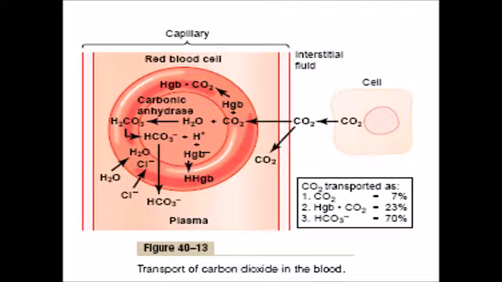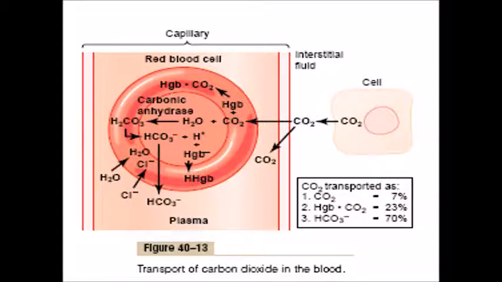Now this diagram is showing the details of carbon dioxide transport in all the three ways. On the right side, you can see one cell is shown having production of carbon dioxide. Carbon dioxide from the cell will diffuse into interstitial fluid. Ultimately, it will enter into capillary. In the capillary, there is plasma as well as RBCs. Initially, the carbon dioxide enters into plasma and from there it will diffuse into RBC.